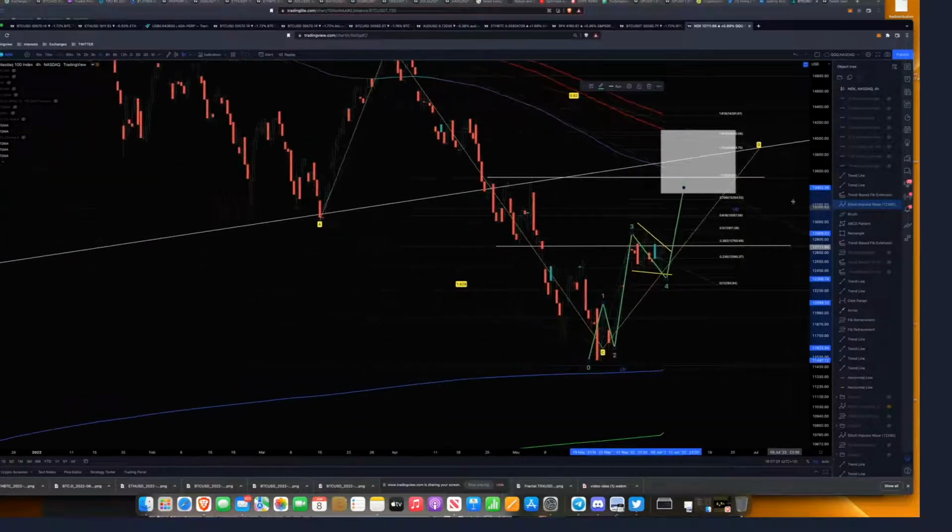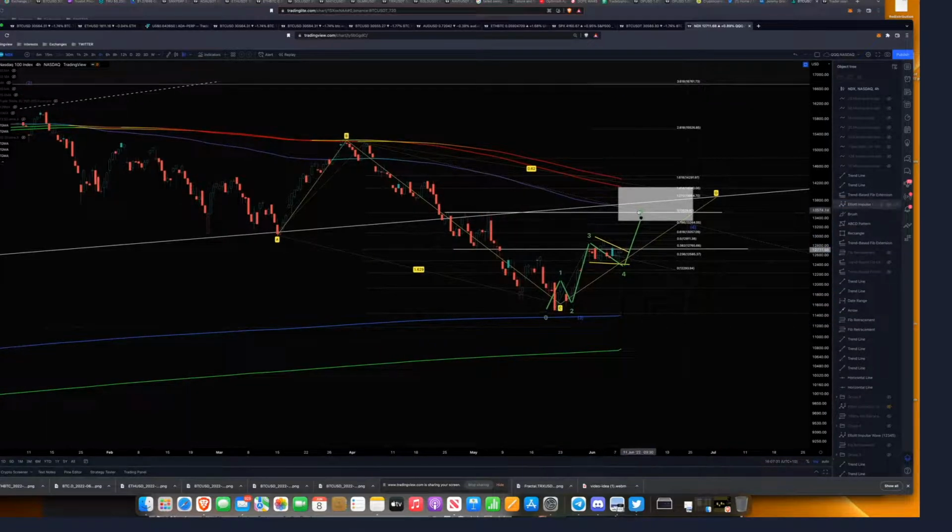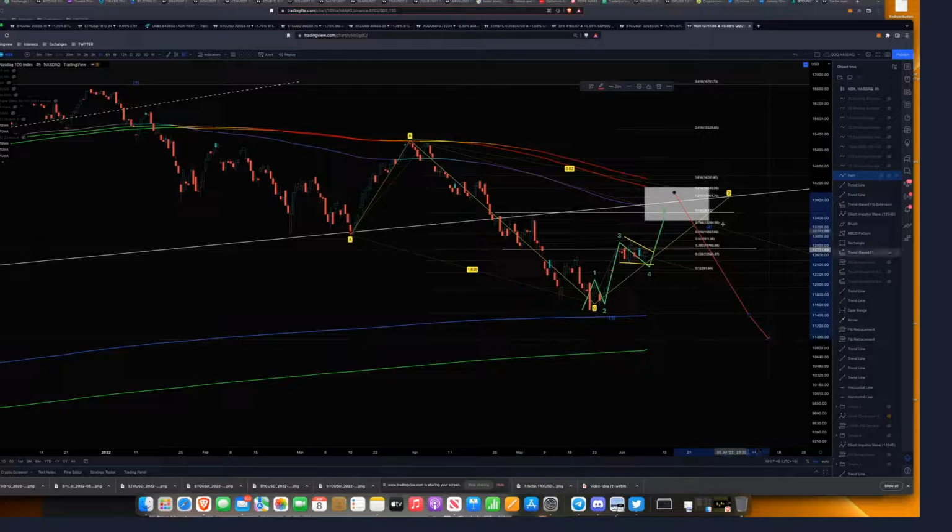So if you look at this chart, I think this is the 4-hour chart. I do feel like this is the area of resistance for the NASDAQ. It equates with my ABC against the 200 moving average. So very similar to Bitcoin. If it drops, Bitcoin's going to drop. Okay.